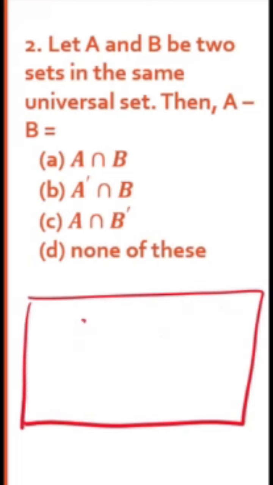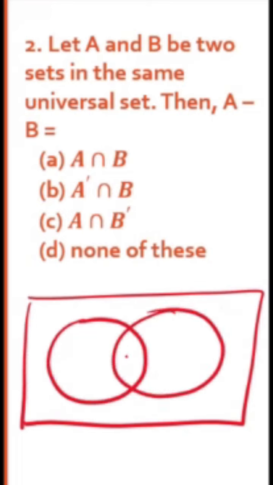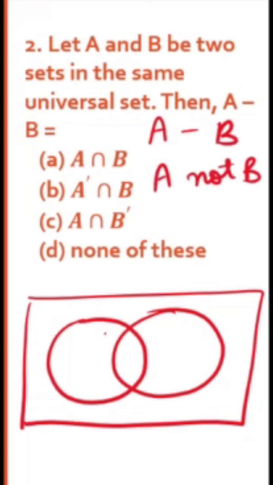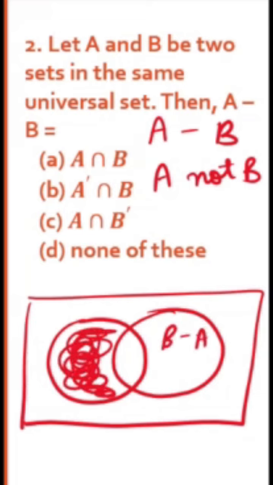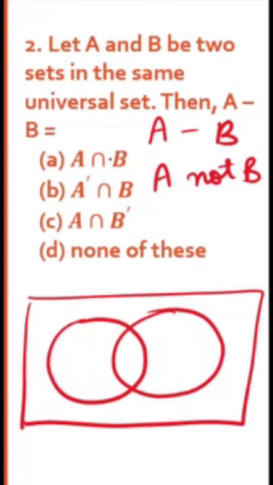This is the universal set, and in this universal set we have two sets A and B. So first of all, what is A minus B? A minus B is A but not B. So A but not B, it is this part. A minus B is this part. And B minus A is this part. So you should know these things. Now let's see which option is correct.